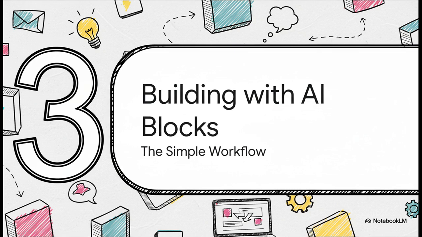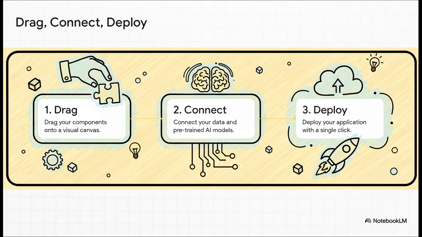Okay, so that's what's possible, but how does it actually work? How do you go from just an idea in your head to a finished product using these so-called AI blocks? It honestly boils down to this incredibly simple three-step process. First, you just drag the components you need onto a visual canvas. Second, you connect your data and the pre-trained AI models that are ready to go. And third, you just click deploy. That's literally it. Drag, connect, deploy.